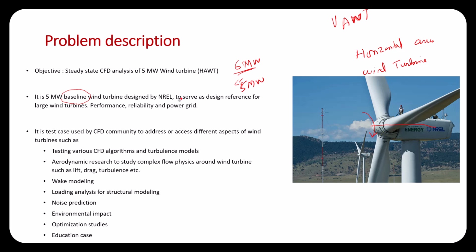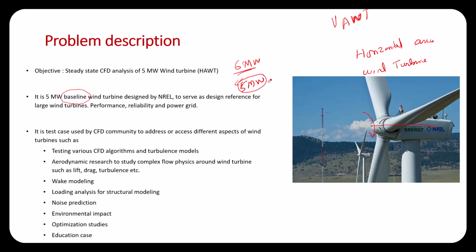And why did they want to make the 5 megawatt wind turbine? Because there are many cases where 5 megawatt wind turbines are used, and secondly, it's easy to manage them from a manufacturing point of view as well as from a transportation point of view. So they stuck to the 5 megawatt wind turbine, and they are disseminating this data to the research community so that they can study wind turbines through different methods. And definitely in this course we are going to learn the CFD method.